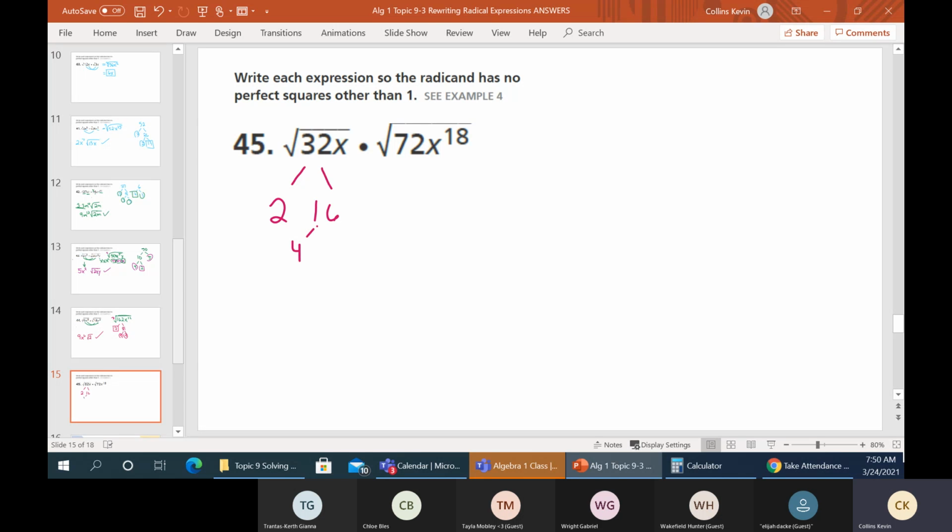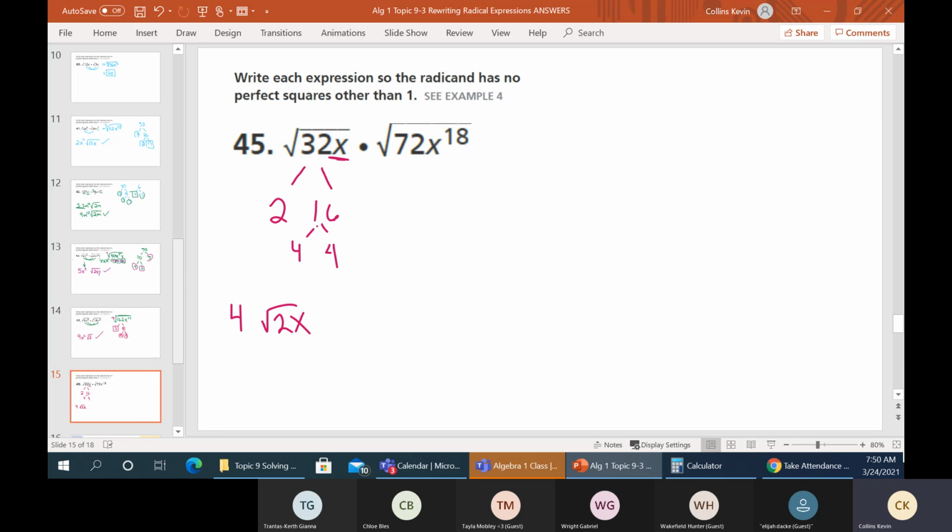16 is a perfect square, right? It's 4 times 4. So the first fraction here, we're going to have 4 on the outside and a 2 on the inside. And this is just a single x, so he's going to stay on the inside as well. So that's our first guy.